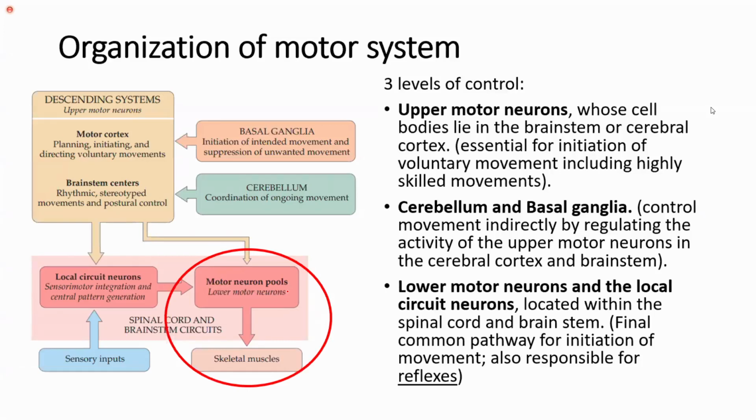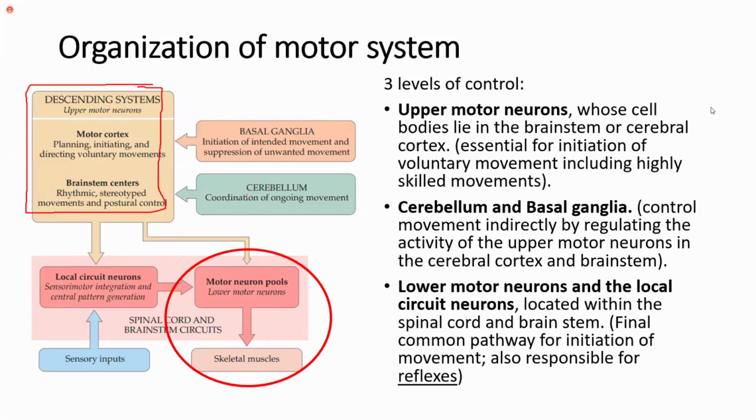However, there are other levels where motor behavior is controlled. There is the higher hierarchy control of motor movement, which comes from the brain and the brainstem. Neurons residing there are responsible for planning, initiation, and direction of the voluntary skeletal muscle movement. There is also another level of the control of motor behavior, but this is more indirect.